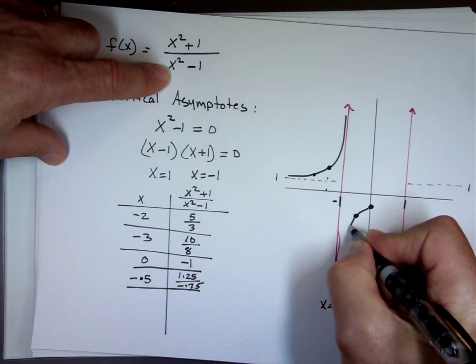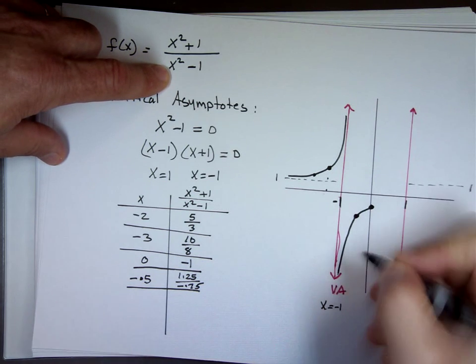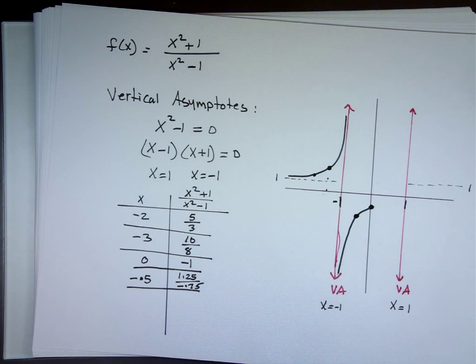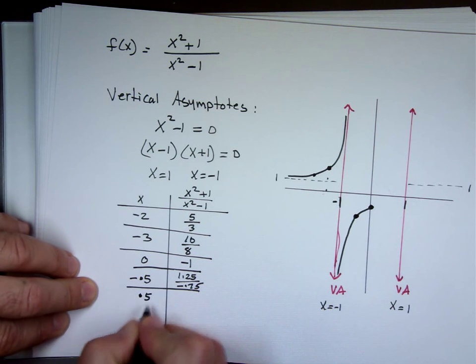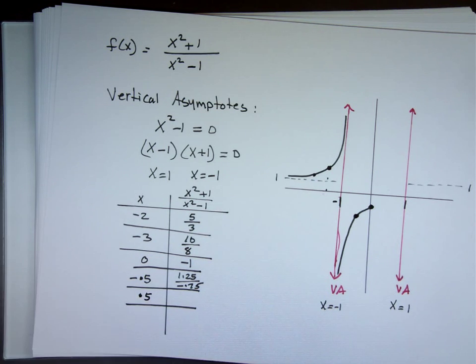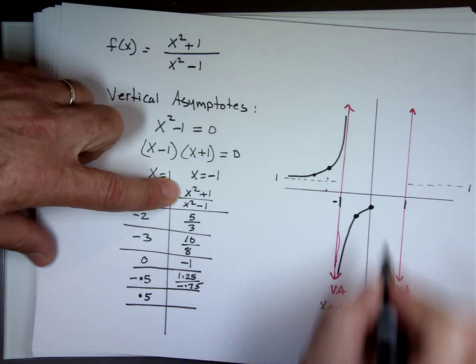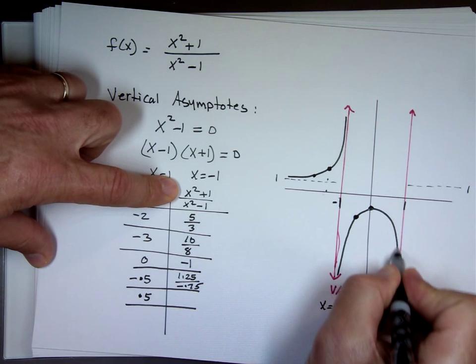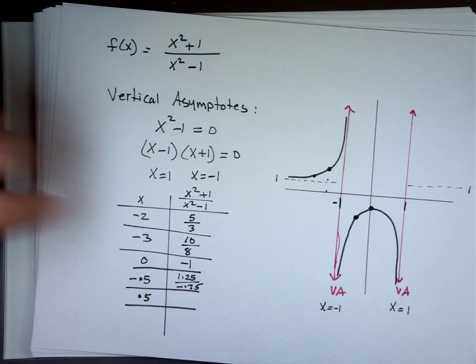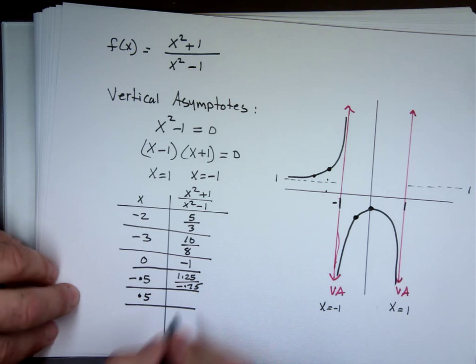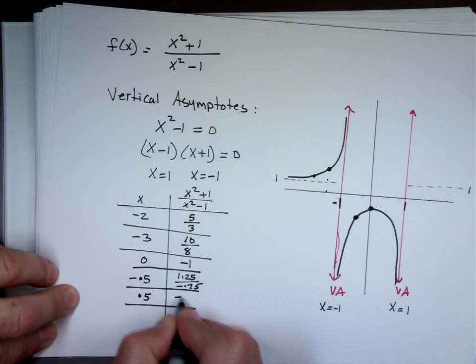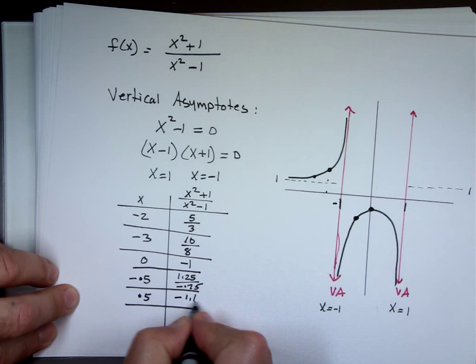Let's look on the right side. What about the 0.5? Same thing, it's going to be the same answer. Almost negative 1.67, I think. Same here.